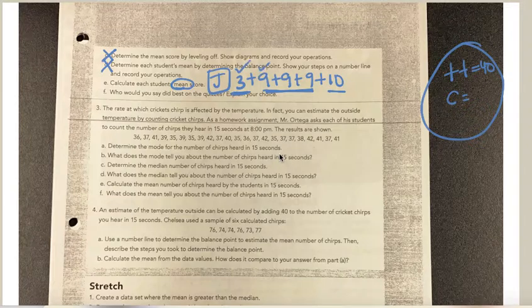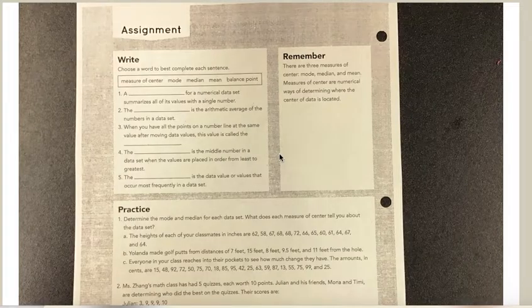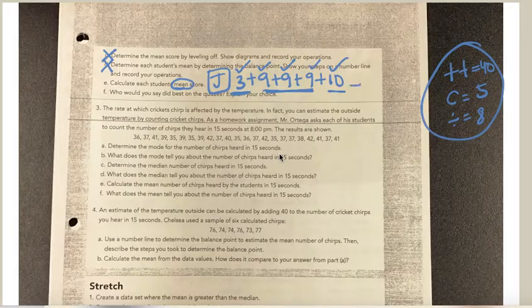I did 1, 2, 3, 4, 5. So my count is 5, and now I divide my two numbers. What's 40 divided by 5, which is 8. So the mean for, is it Julian? Yep, the mean for Julian is 8.